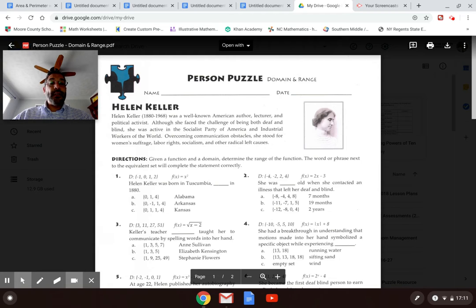So the first thing for this week is our person puzzle, which is going to be on domain and range. And if you remember, the domain is all of the x values or inputs of a function, and the range is all of the outputs or y values or what f of x is going to equal for the function.